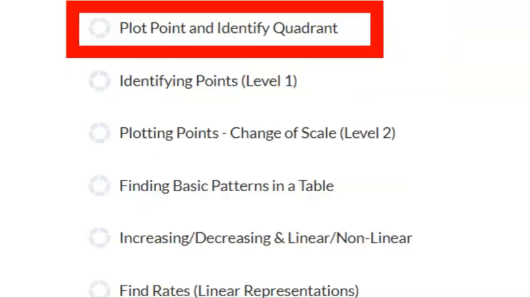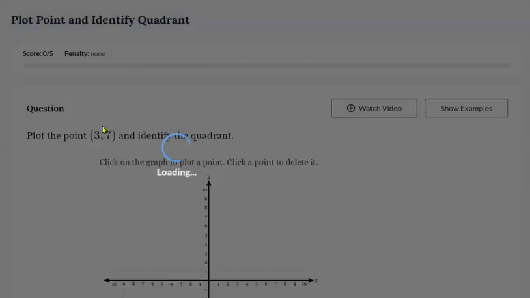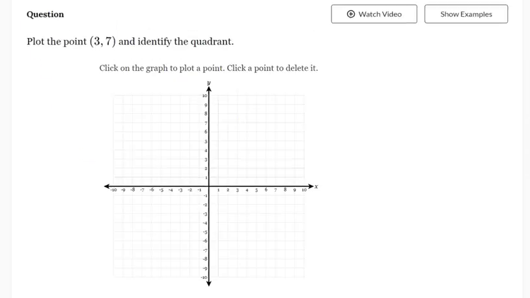Homework number 2, plotting points and identifying quadrants. There are 2 parts to this question. The first is to identify the location of the point by using your mouse to plot the x and y coordinates. Once you are finished with that, you will then choose from the multiple choices below the graph that are off the screen to identify the quadrant where the point is located.